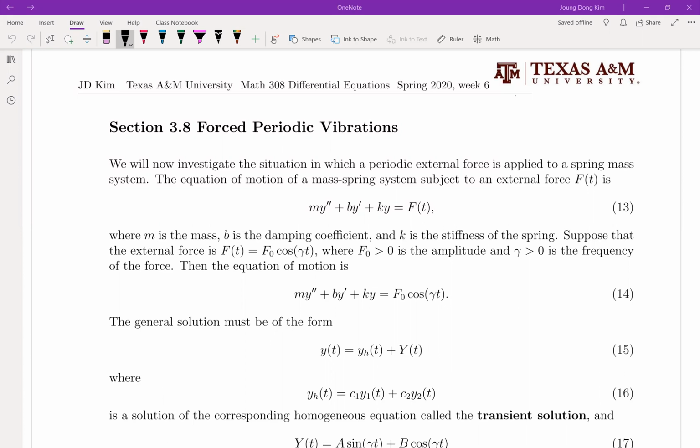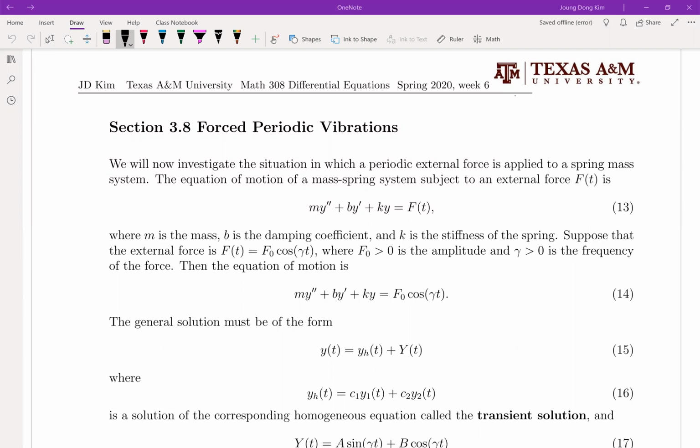We talked about the case with damping as well, which is the damped free vibration model. But so far, in section 3.7, there was no external force, which means there was no right-hand side. Your right-hand side was 0. But in section 3.8, we will add that and make a little bit more complicated case.